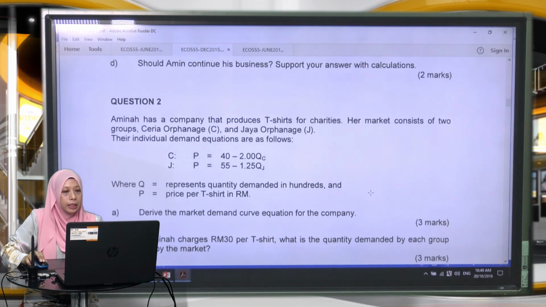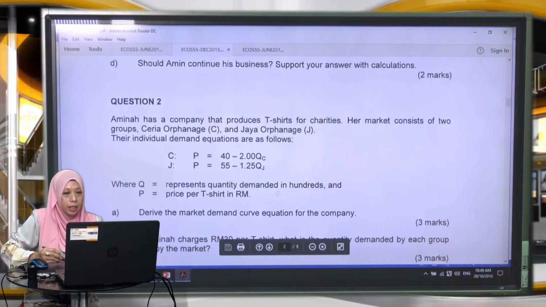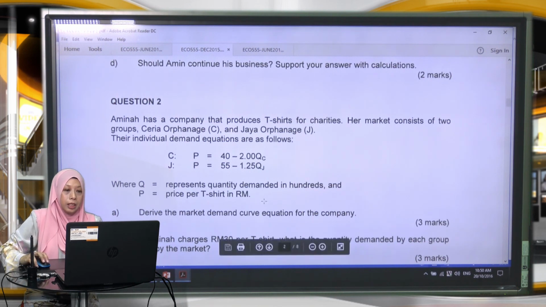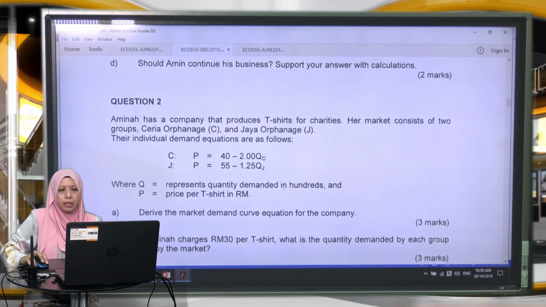The Q's here represent quantity demanded in hundreds, and P is the price per t-shirt in RM. You don't need to worry about the fact that Q is represented in hundreds. That is for interpretation purposes.